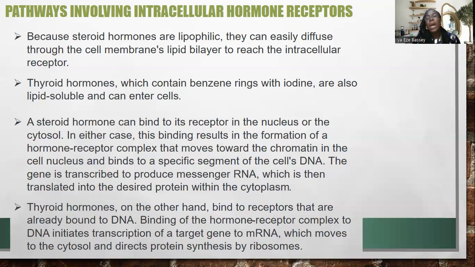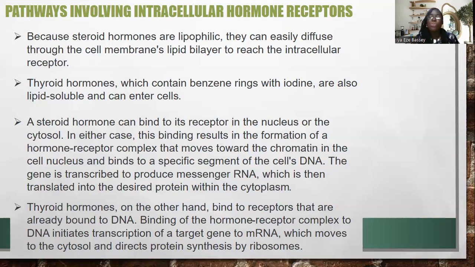All right. So what happens is that a steroid hormone will bind to its receptors in the nucleus or in the cytoplasm, and in this case, this binding can result in the formation of a hormone receptor complex, which now moves towards the chromatin in the cell nucleus and binds to a specific segment of the cell's DNA. Then the gene is transcribed, producing a messenger RNA, which is then translated into the desired protein within the cytoplasm.